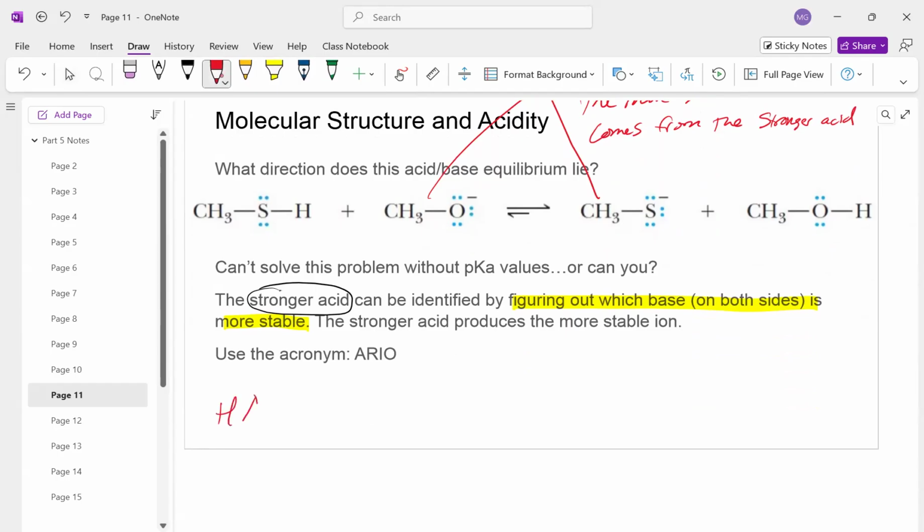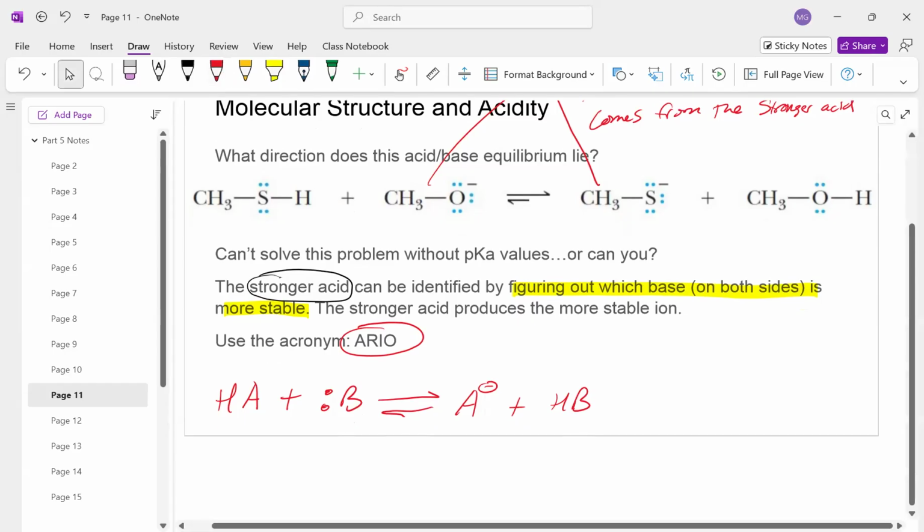So we are going to look at taking an acid, reacting it with a base, and looking at the resulting ion, and ask ourselves, which one is more stable? Now, how do I do that? How do I look at a base and figure out its stability or look at the relative stability? We're going to use this acronym ARIO. Okay, so just kind of memorize that acronym as well as the order.